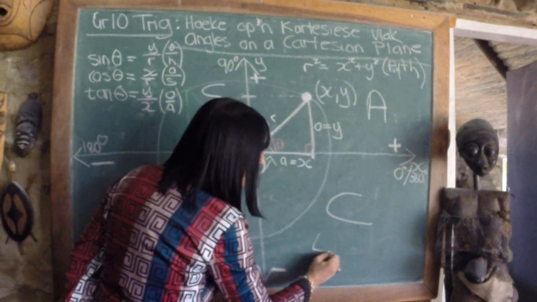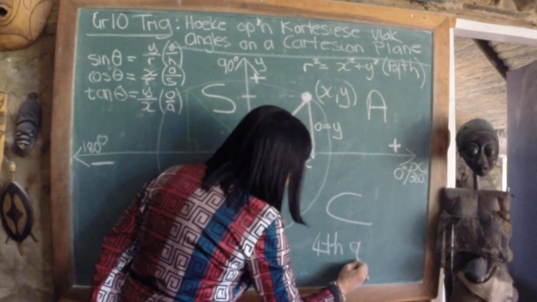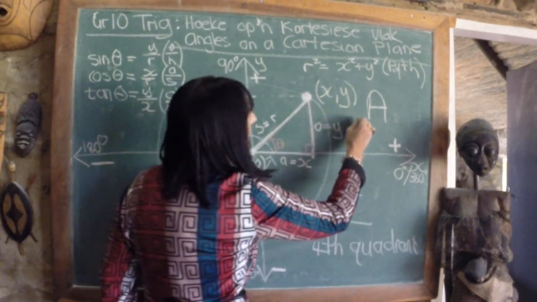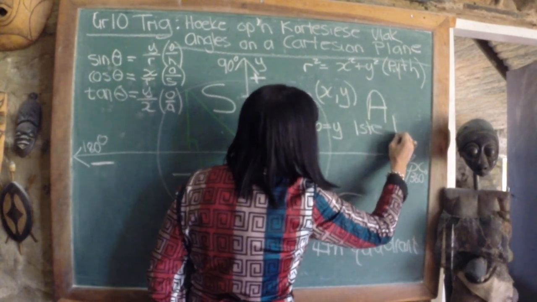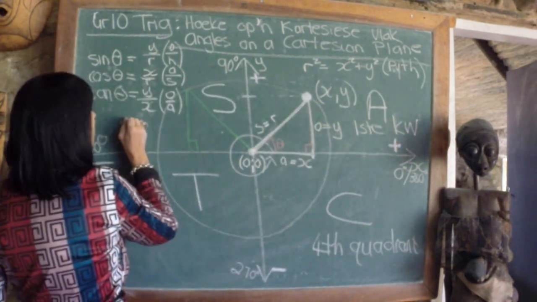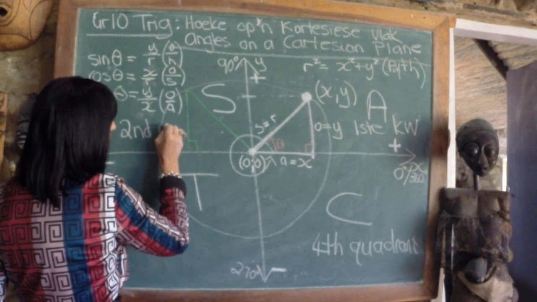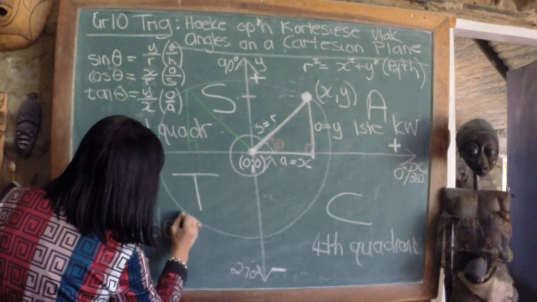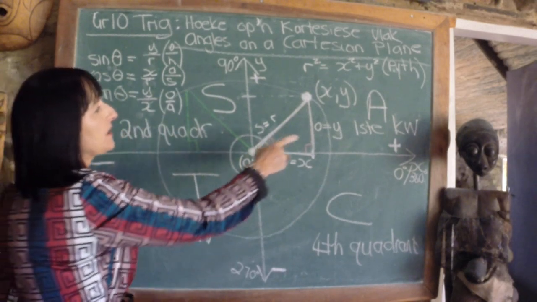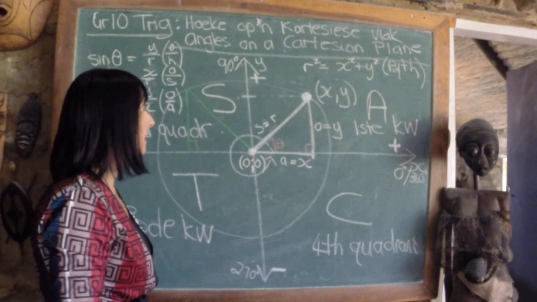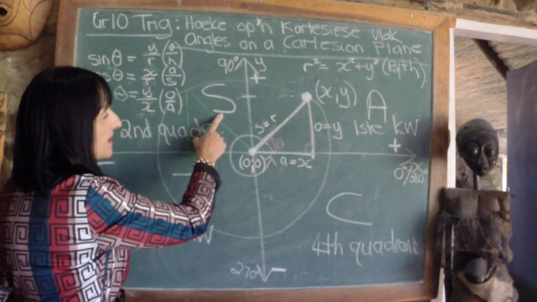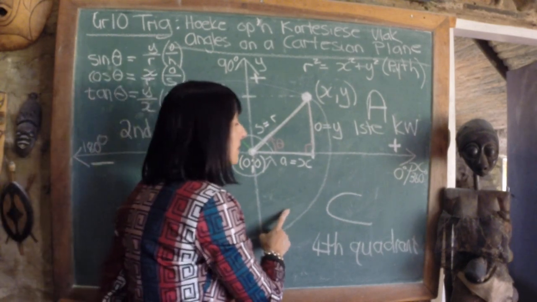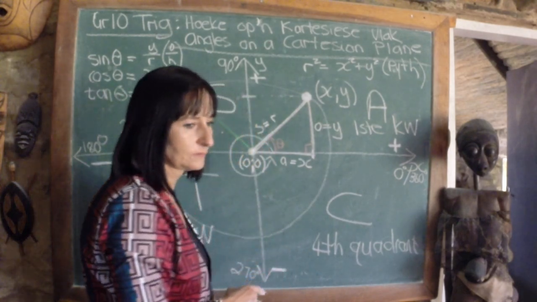We name this the fourth quadrant. Hierdie ouetjie is die eerste kwadrant. Second quadrant. En hierdie ouetjie is die derde kwadrant. So, wie is positief in die eerste kwadrant? Sin, kos en tan. Wie is positief in die tweede kwadrant? Net sin. In die derde kwadrant, only tangent. In the fourth quadrant, it's only cosinus that's positive.